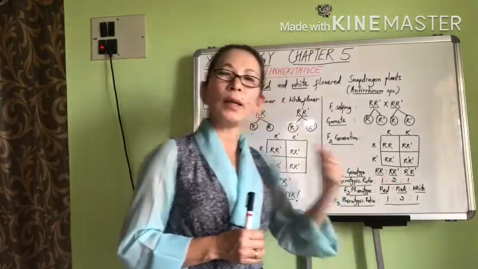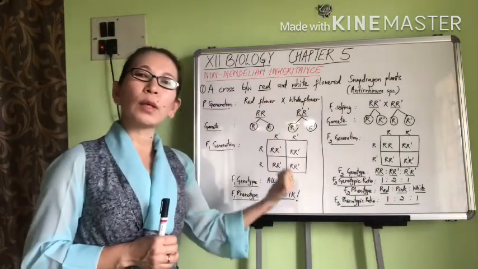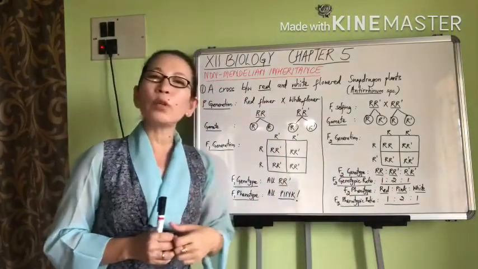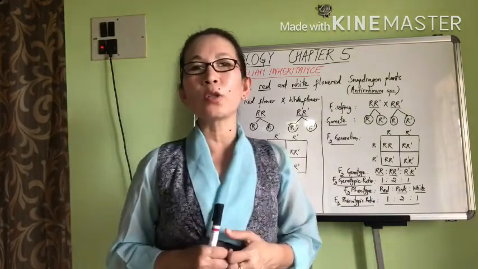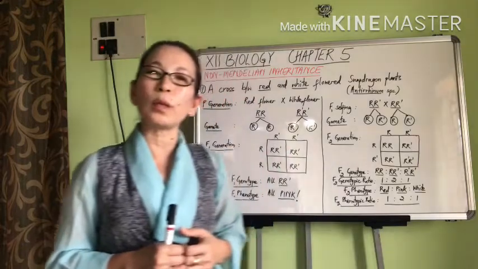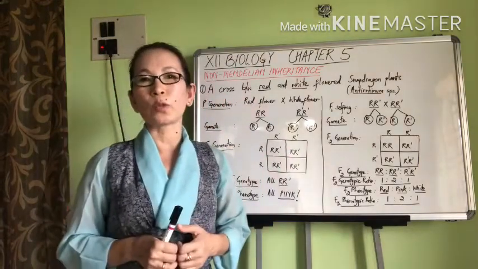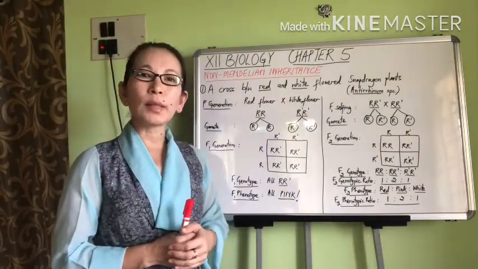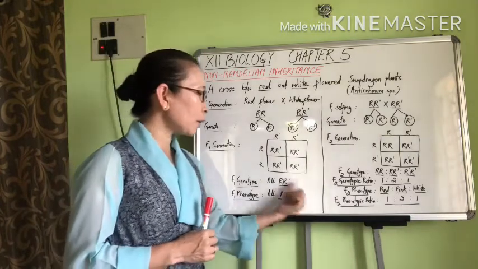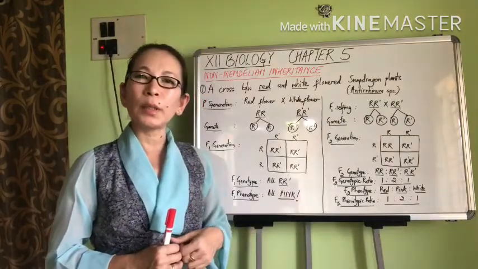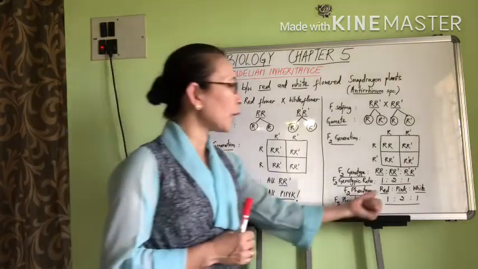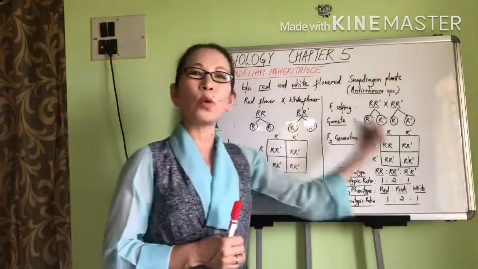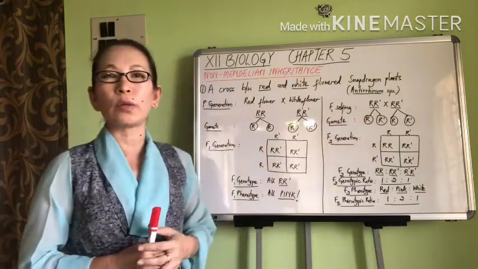So you can find in the inheritance of Snapdragon flower color that the genotypic and phenotypic ratio is the same. The genotypic ratio is 1:2:1 and the phenotypic ratio is 1:2:1 as well. Based on this result, the notion that the appearance of a pink color in the F1 hybrids could be a blending inheritance was completely disproved because of the reappearance of pure red and pure white parental colors in the F2 generation.